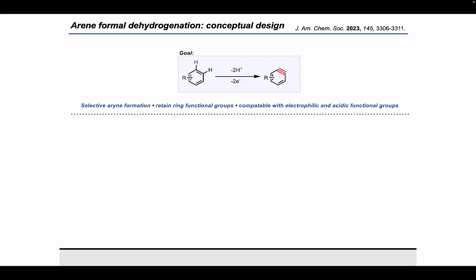However, there is a key fundamental challenge that stands in the way of establishing this methodology, and that is the fact that hydrogens behave as electrofuges, that is, they leave without their bonding pair of electrons. So, if we were to accomplish this goal in a literal manner, by simply pulling off two protons from a ring, we would generate an aryl dianion instead of our desired aryne.